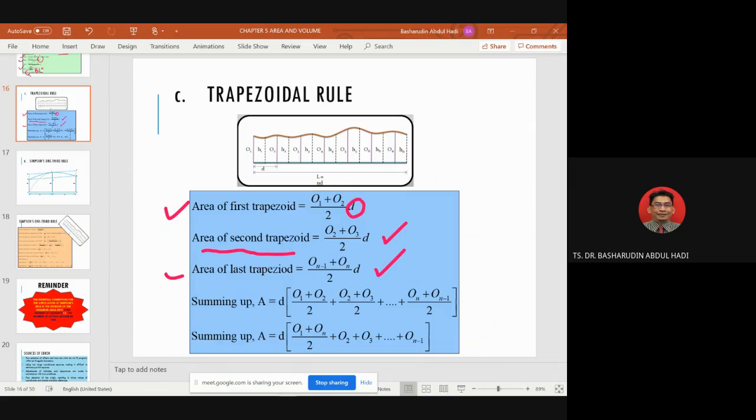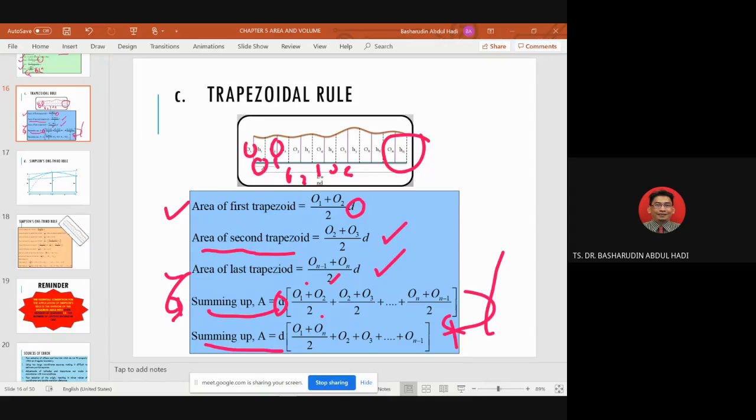And then we sum up again, and we change this to mathematical form. Summing up, the area equals D, our distance D, times O1 plus O2 divided by 2, plus O2 plus O3 divided by 2, until we finish like this one, plus ON minus 1 plus ON divided by 2.